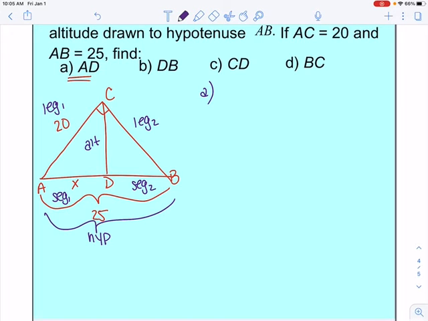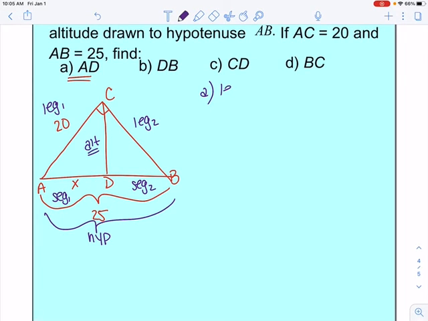Okay, so AD we just called X. So X again is segment 1. So if I go back to my proportions and I look at them, there are 2 different proportions that involve leg 1, but since I don't know anything about the altitude here, I can't use the one with the altitude in it.